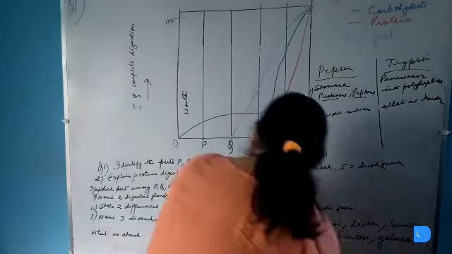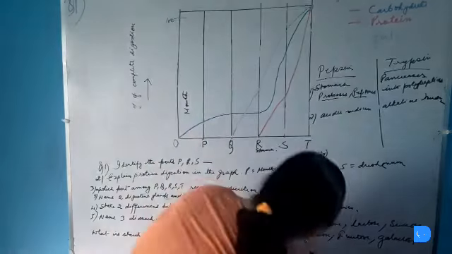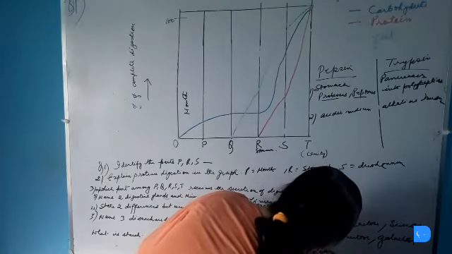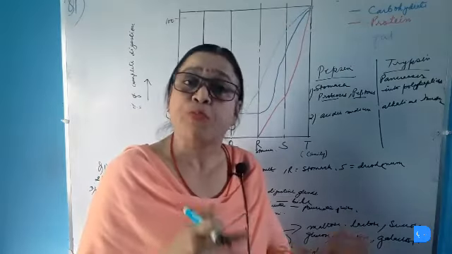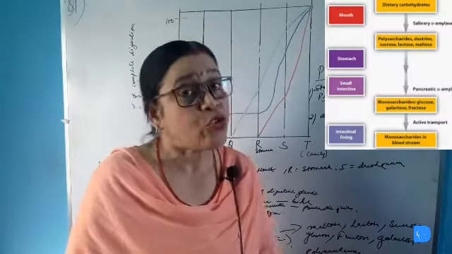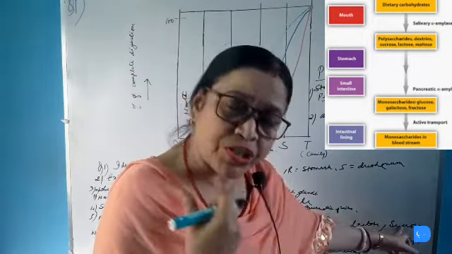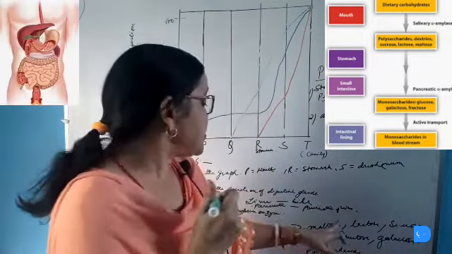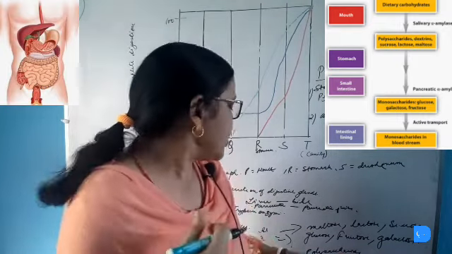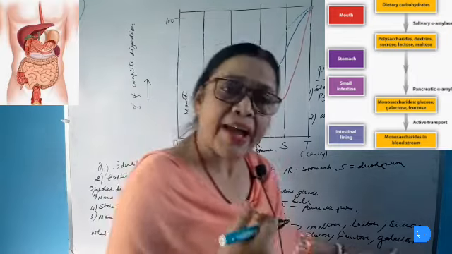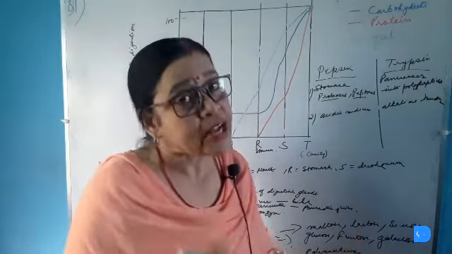These are monosaccharides. So what is starch? Starch is a polysaccharide. When starch is taken in, being a polysaccharide, it is converted into disaccharide, either maltose, lactose or sucrose, which starts from the mouth. And these disaccharides are converted into monosaccharides in the ileum in the form of glucose, fructose and galactose. So in the ileum there is complete digestion of starch also.